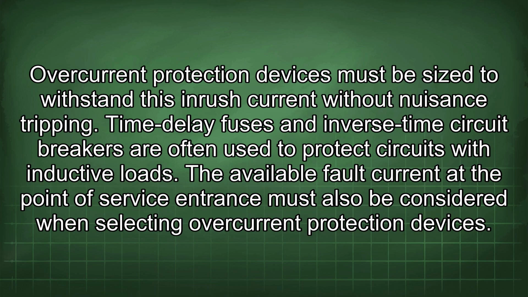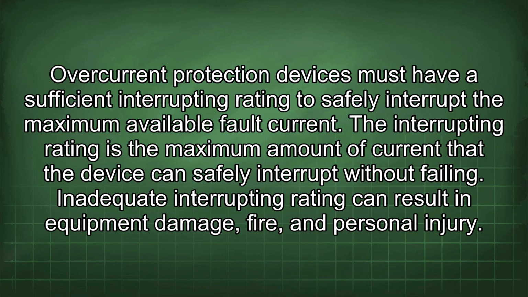The available fault current at the point of service entrance must also be considered when selecting overcurrent protection devices. Overcurrent protection devices must have a sufficient interrupting rating to safely interrupt the maximum available fault current. The interrupting rating is the maximum amount of current that the device can safely interrupt without failing. Inadequate interrupting rating can result in equipment damage, fire, and personal injury.